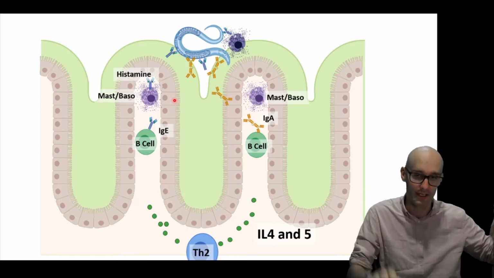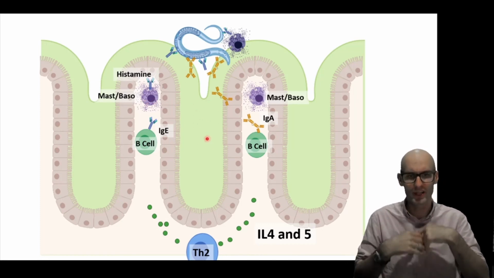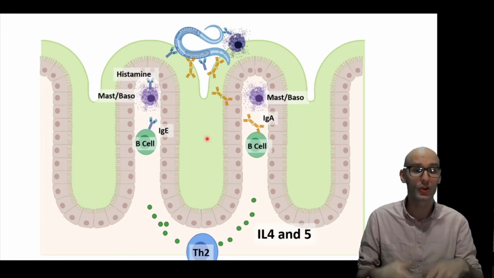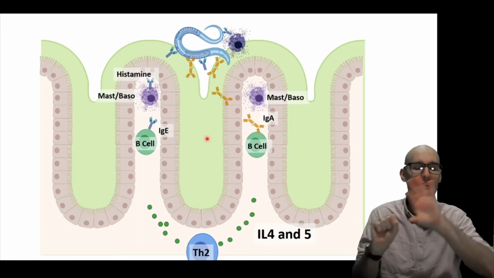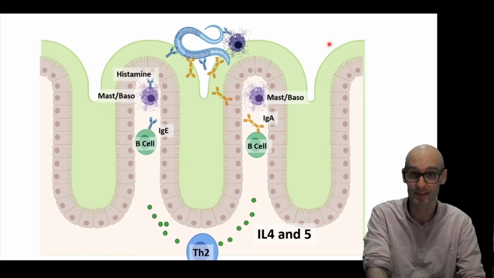stuff along it, right? So we're going to get this massive production of mucus. We're going to secrete a bunch of fluid in there. And so that's going to cause diarrhea through peristalsis and secretion of fluid. And that's going to help us get rid of those parasites.